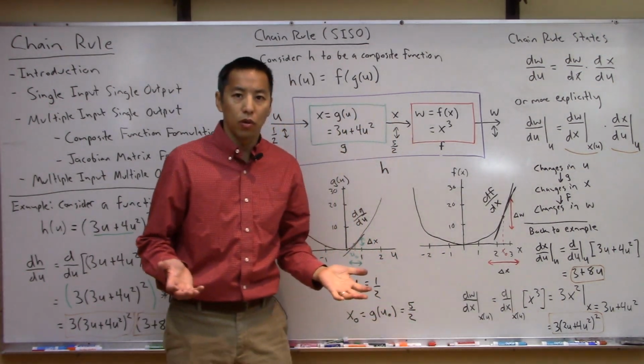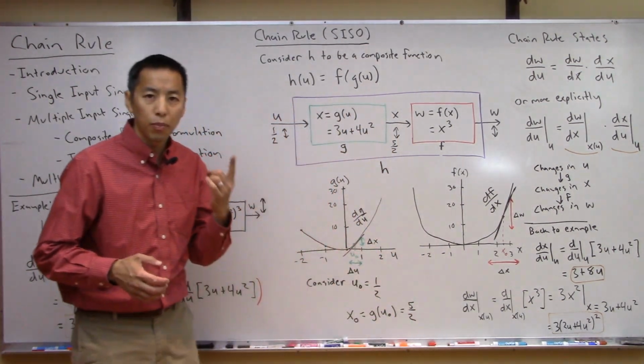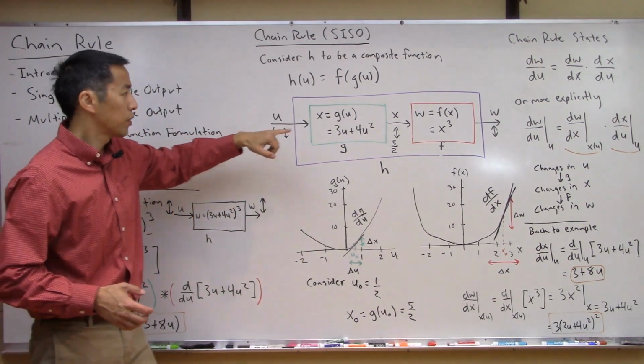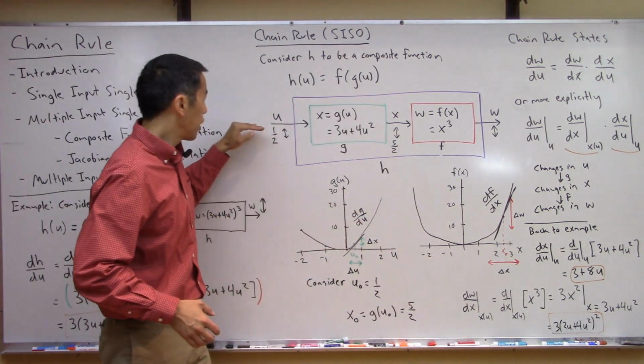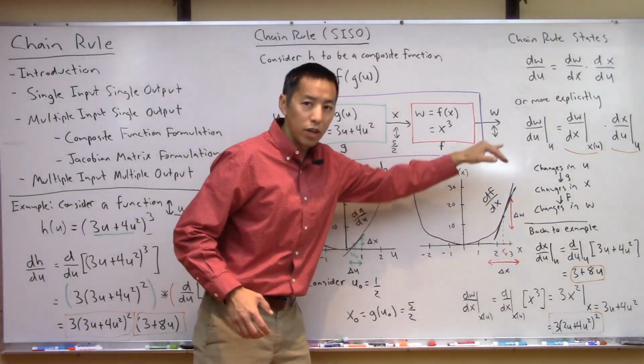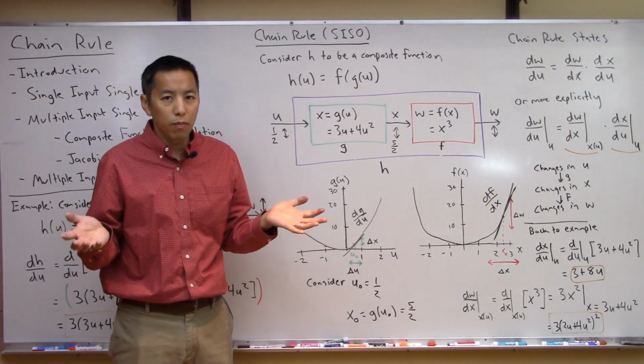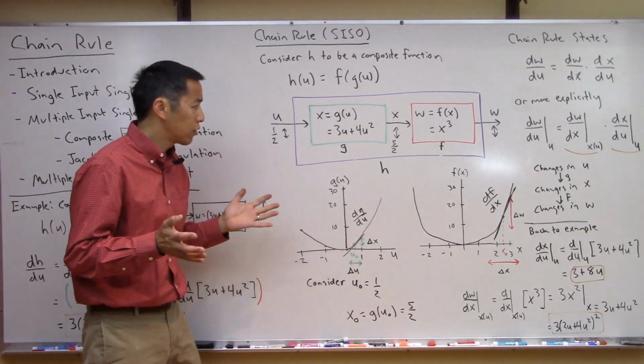So that's the chain rule for a single input, single output, or you can think about it like a scalar input and a scalar output. You put in one u, you get out one w. And again, like I said, this is nothing earth-shattering. You probably have seen this before. Lots of other videos talk about how this works.